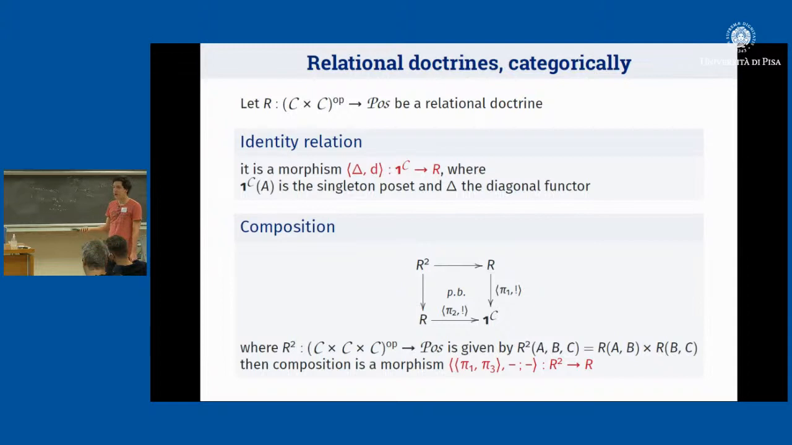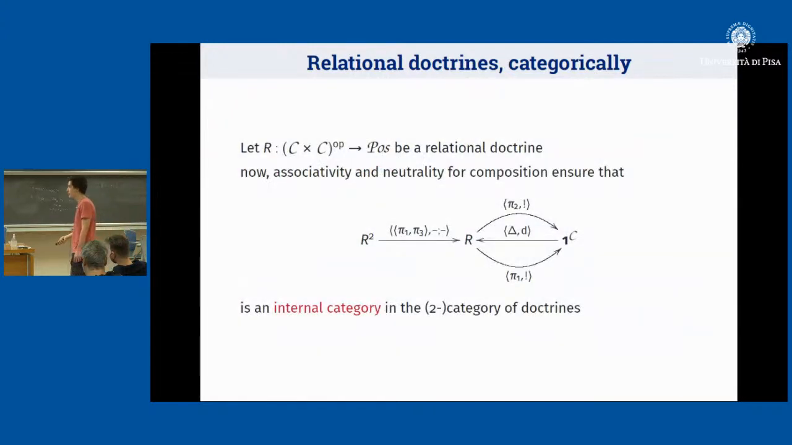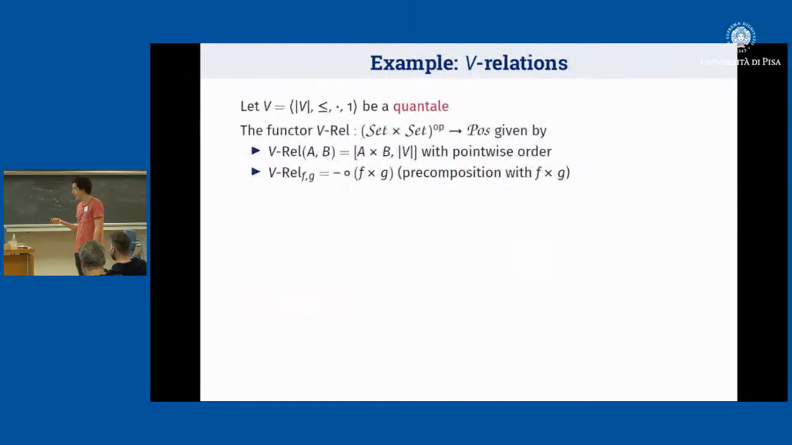And with our equational axioms, what we get basically is that this gives us an internal category to the category of doctrines. So this is some kind of more structured definition of what a relational doctrine is. Questions so far? Okay. So let's see some examples.